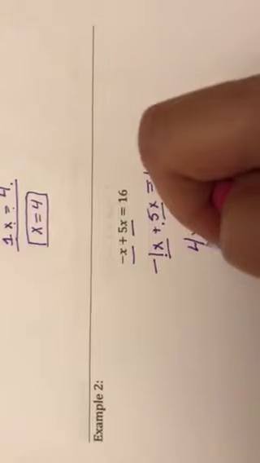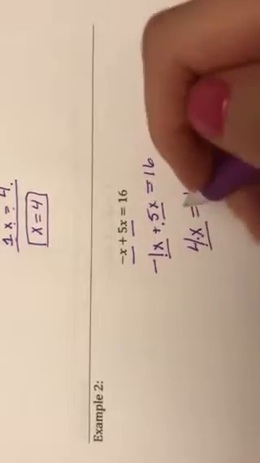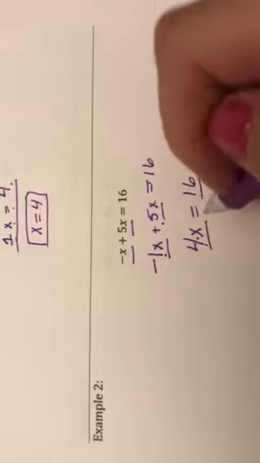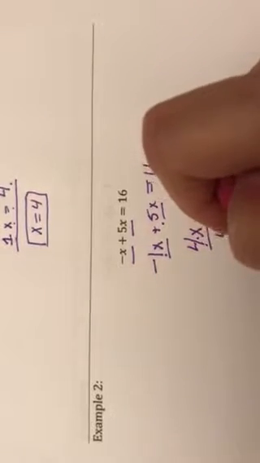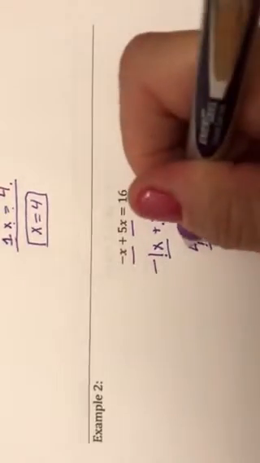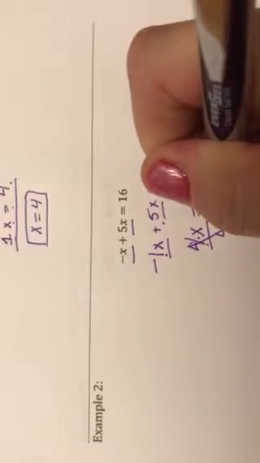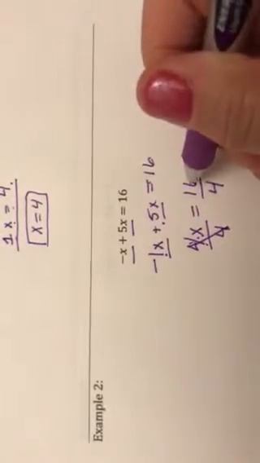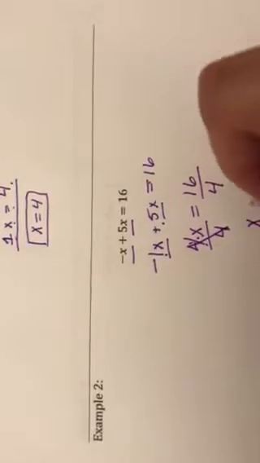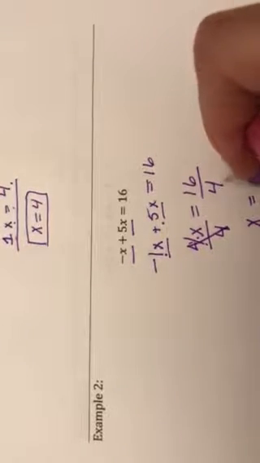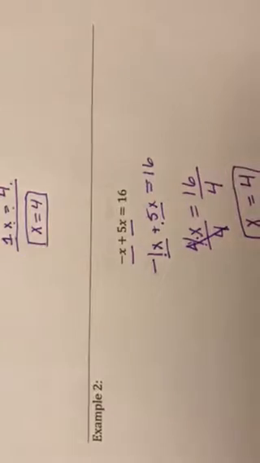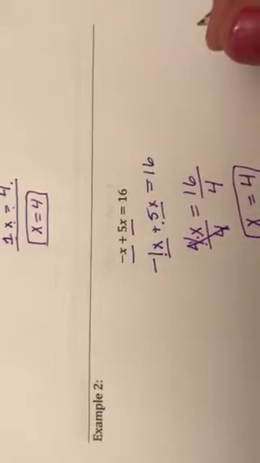So again, we have 4 times some number x equals 16. The opposite of multiplication is division. So we're going to divide both sides by 4 as we did in the previous example. Again, we have 4 divided by 4 is 1. And so we're just going to say x, 1x, equals 16 divided by 4, which is 4. So these are our first two examples with combining like terms.